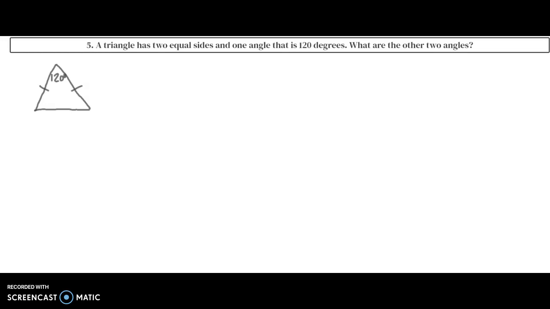So let's proceed with number 5, shall we? Which states, a triangle has 2 equal sides and one angle that is 120 degrees. What are the other 2 angles?